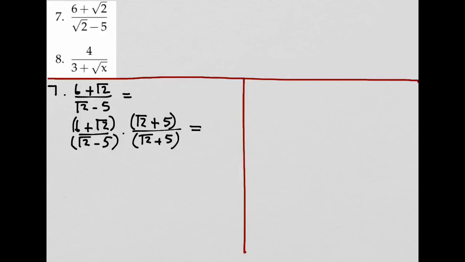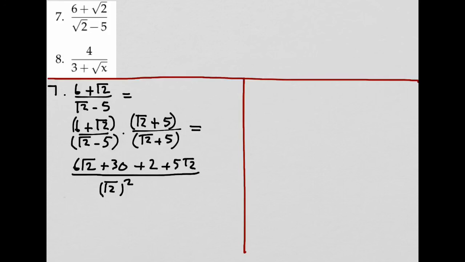That's equal to 6 root 2 plus 6 times 5, which is 30, plus root 2 times root 2, which is 2, plus root 2 times 5, which is 5 root 2. The denominator is root 2 minus 5, root 2 plus 5, which is equal to root 2 squared minus 25.